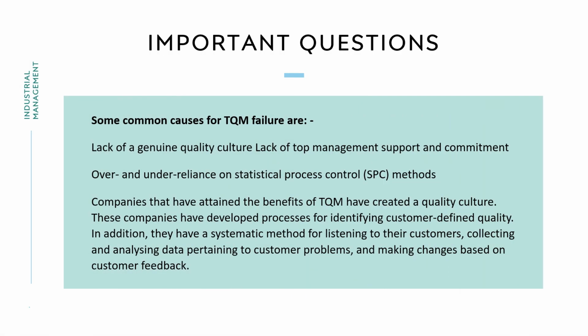Some common causes for TQM failure are: lack of a genuine quality culture, lack of top management support and commitment, over- and under-reliance on statistical process control (SPC) methods. Companies that have attained the benefits of TQM have created a quality culture. These companies have developed processes for identifying customer-defined quality. In addition, they have a systematic method for listening to their customers, collecting and analyzing data pertaining to customer problems, and making changes based on customer feedback.